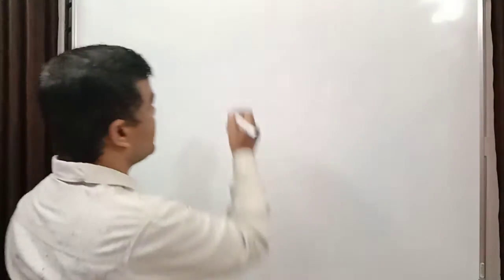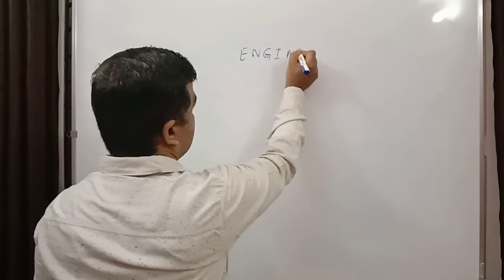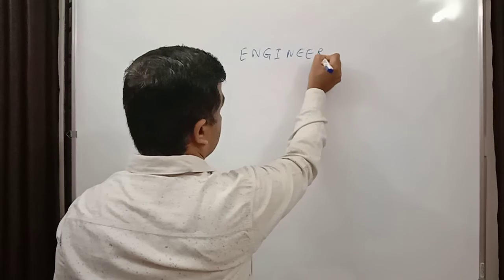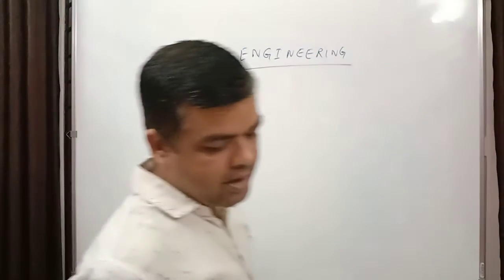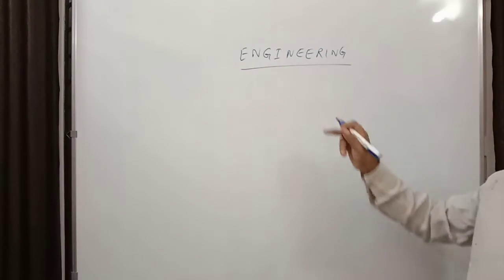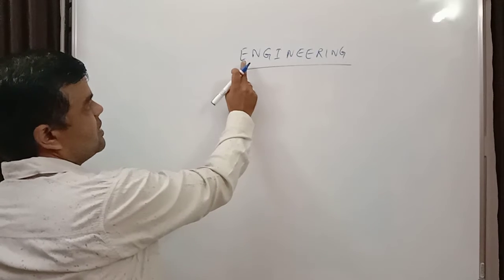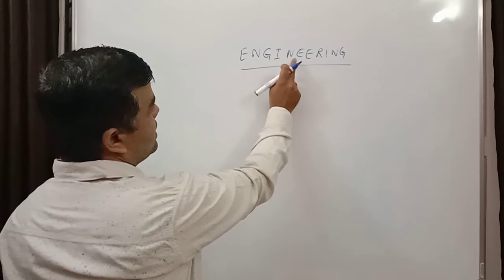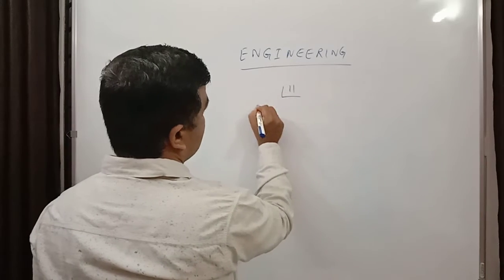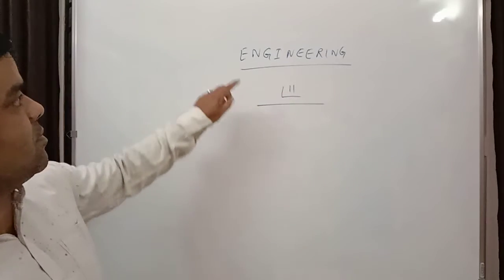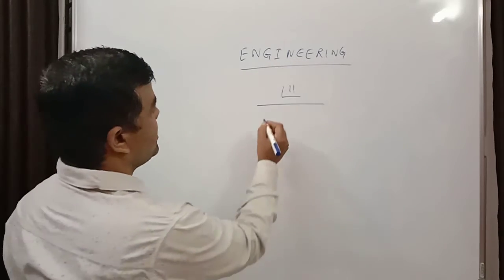Next word is engineering. E-N-G-I-N-E-E-R-I-N-G. Okay. So this is the word. In how many ways can the letters of the word engineering be arranged? So how many letters are there? 1, 2, 3, 4, 5, 6, 7, 8, 9, 10, 11. So factorial 11 on top. And how many times has E come? 1, 2, 3. 3 times E has come.